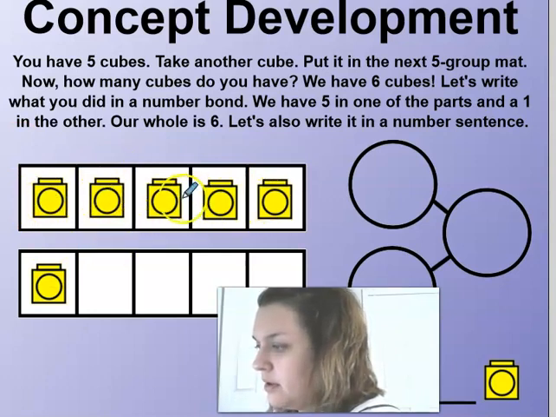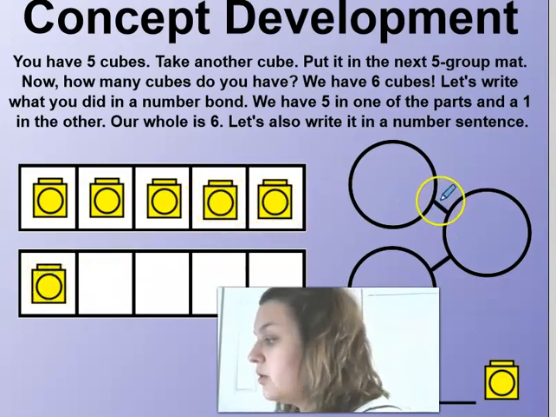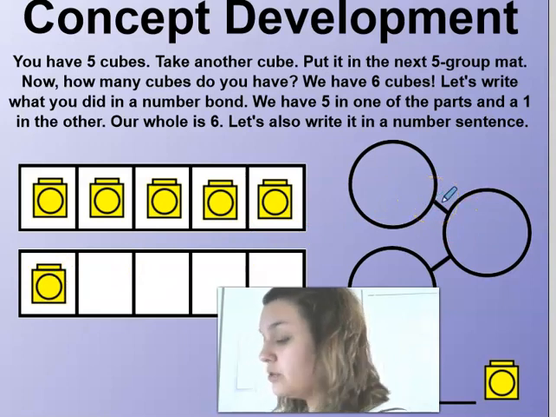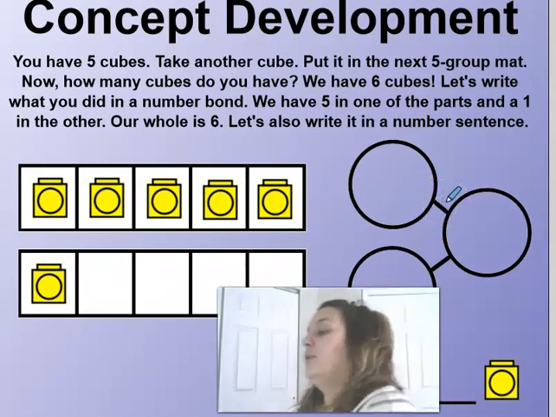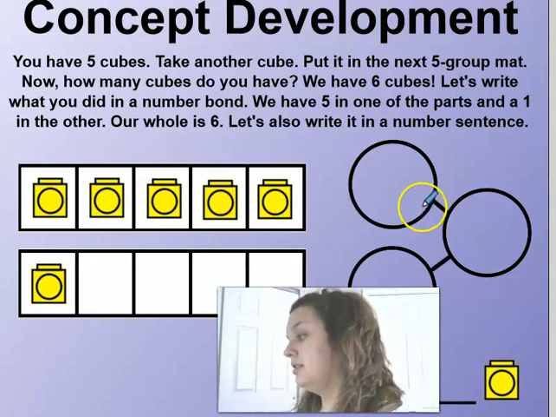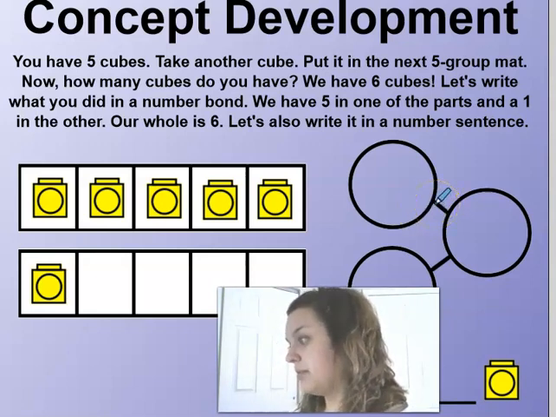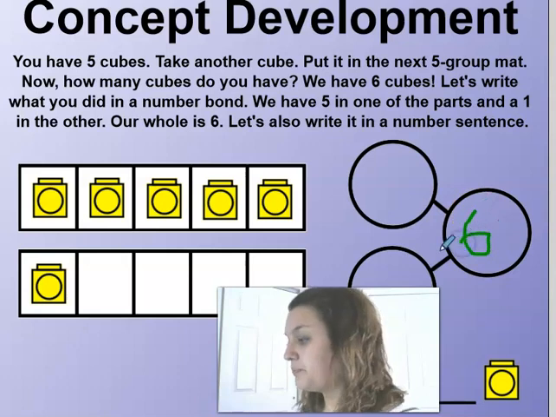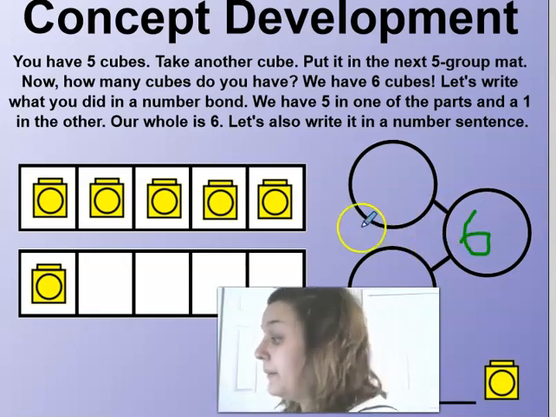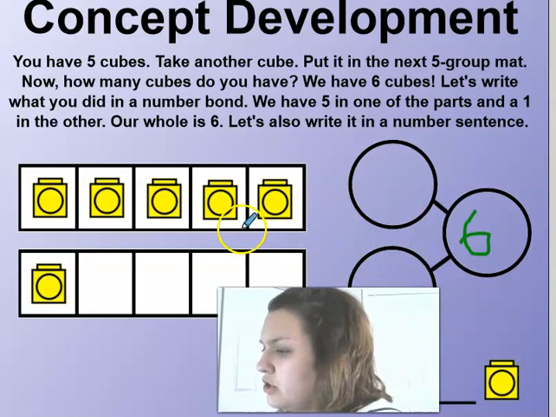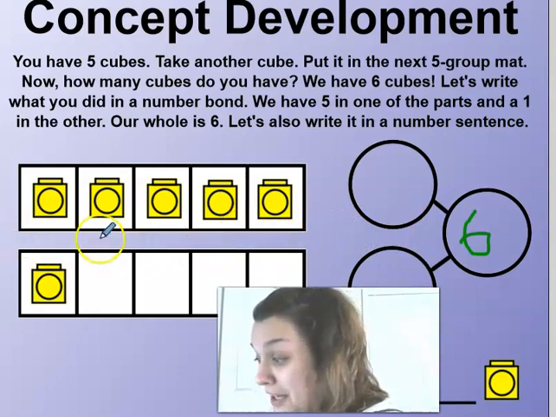1, 2, 3, 4, 5, 6. So 6 are whole. It's our whole. I want you to write this number bond on your paper. So pause me if you need to and draw a number bond. And remember, 2 lines, 1 circle is our whole. And we said that was 6.